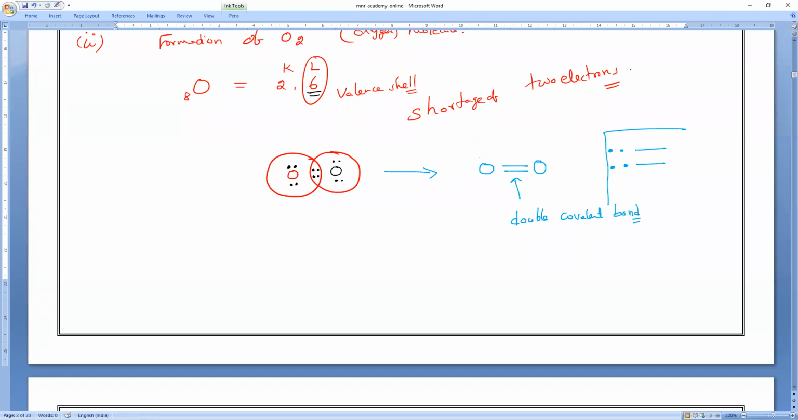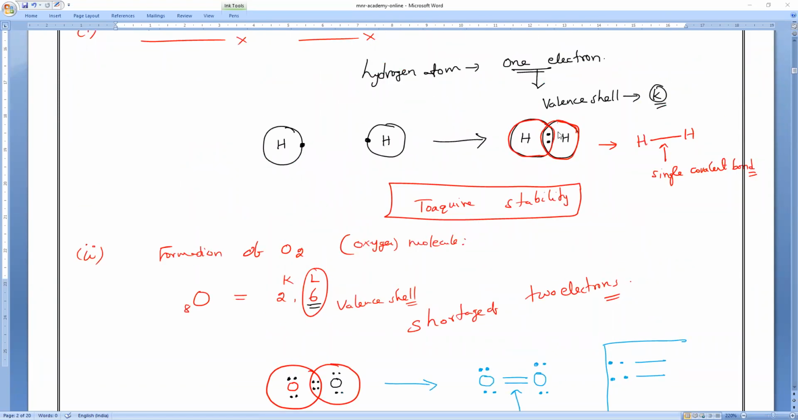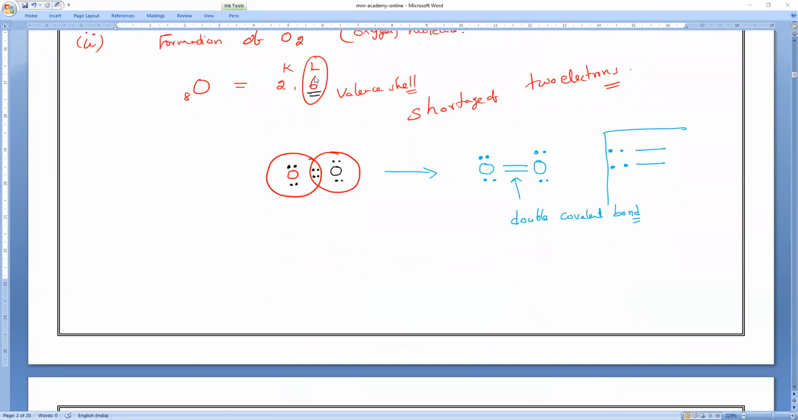If you forgot to represent the remaining electrons, it is wrong. If you did not represent anything for hydrogen, why? Hydrogen has only one electron, so nothing remains and it is directly shared. But oxygen has 6 electrons in the valence shell. Only 2 will be shared, and the remaining 4 have to be represented above the atom. That is what you have to remember. So this is the formation of oxygen.